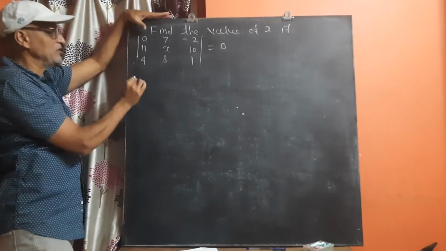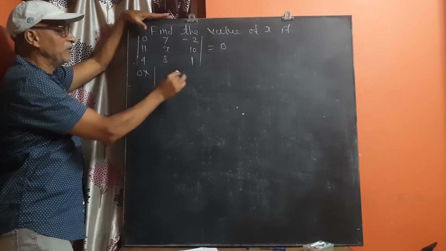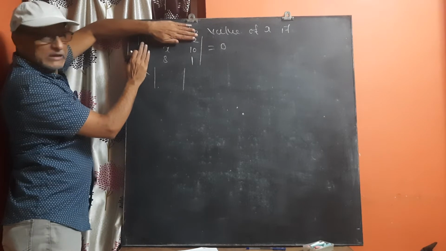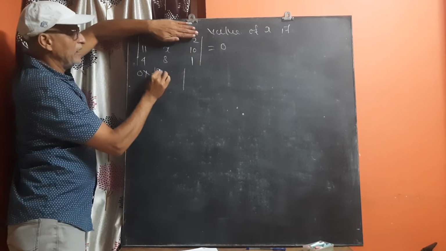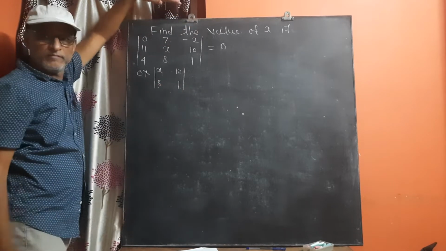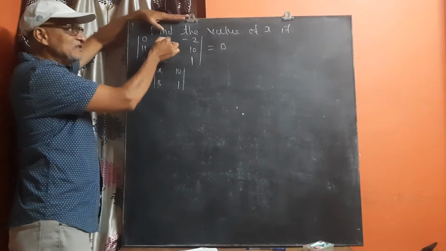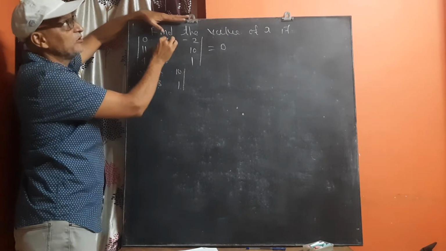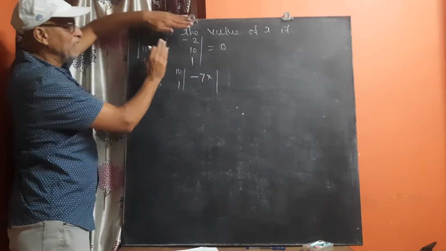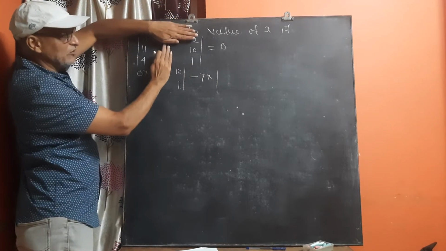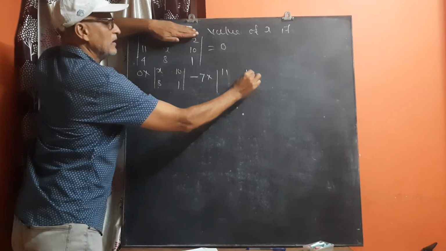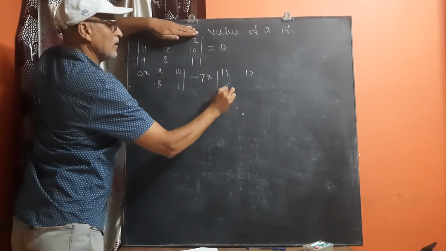Our first element is 0, so 0 into determinant of फर्स्ट रो एंड फर्स्ट कॉलम छोड़ दो, बाकी है आपका x, 10 and 8, 1. You have to change the sign of second one. So यहाँ पे 7 originally positive है, so make it negative, minus 7 into determinant of. Again you skip the first row and second column, so the remaining elements are 11, 10 and 4, 1.